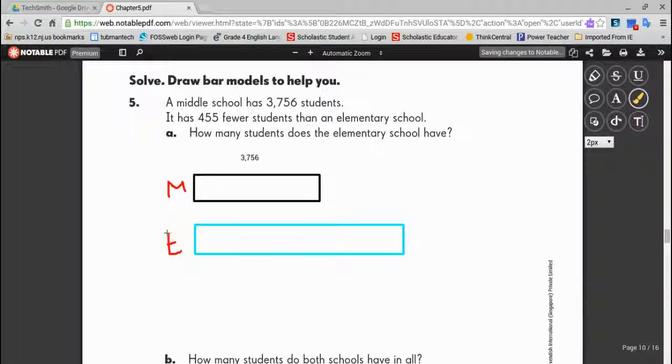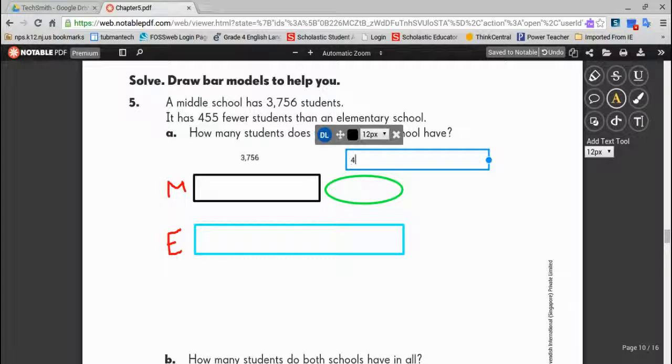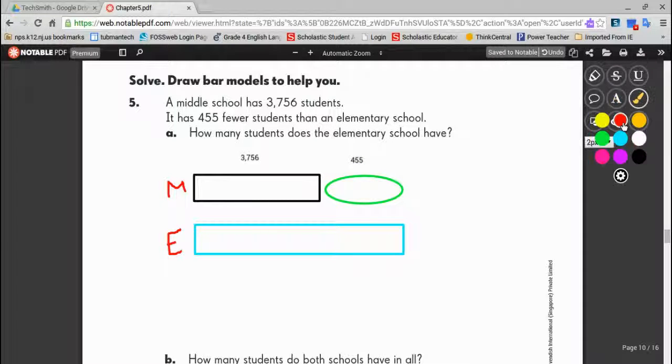I'm going to put an E for elementary. And now I'm going to put my number 455. Well, 455 is not what my elementary school has. What 455 is, it's how much fewer the middle school has. So that fewer goes into that empty space right over here. Okay, so my 455 goes in that little empty space right over here. Okay, so then I want to know how much does an elementary school have? I'm going to put a question mark down here.